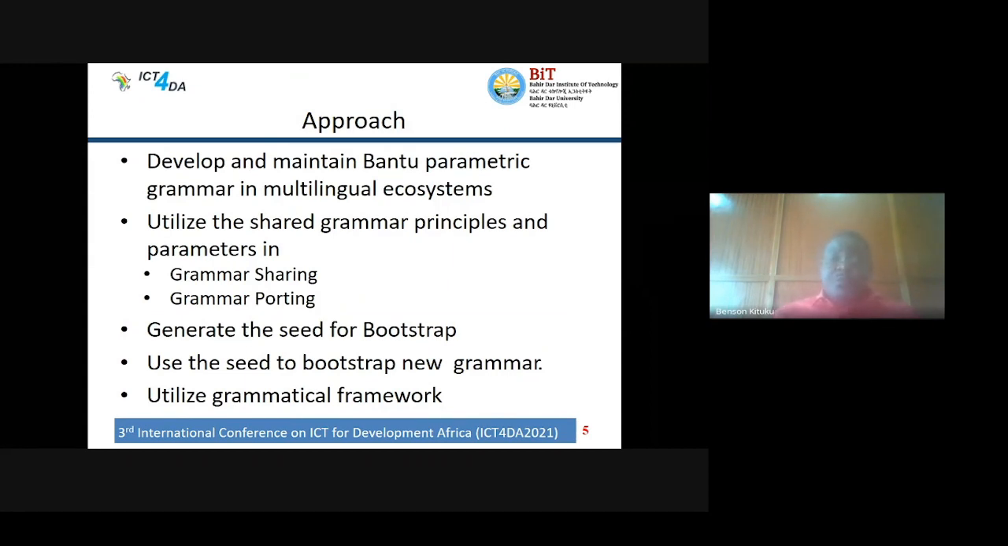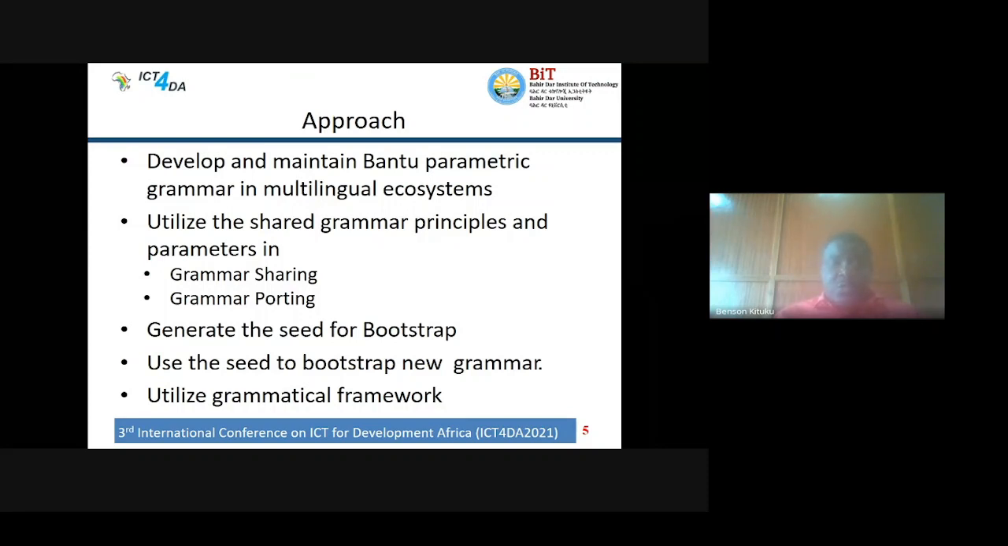Therefore, we propose to develop a Bantu parametric grammar in a multilingual ecosystem, utilizing the cross-linguistic parameters based on grammar sharing or grammar porting. In grammar sharing, we look at what is common among different language grammars and we make it one unit, while in grammar porting, the structures are similar, but the content may be different. So we adopt the structures. And then the shared grammar will be a seed for bootstrapping. Then we can bootstrap another language or another grammar for that matter.